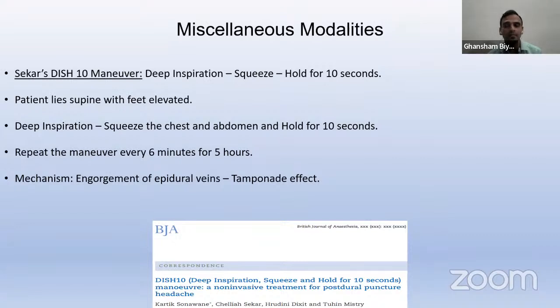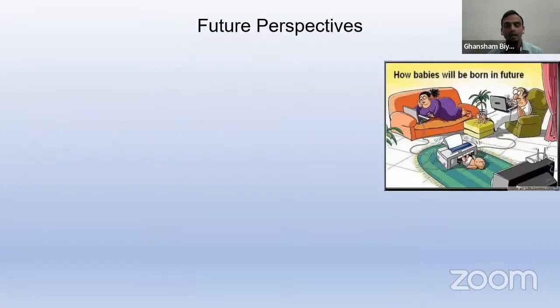By doing that, the patient is increasing the intrathoracic and intra-abdominal pressure, which causes engorgement of the epidural veins by creating a tamponade effect. This helps your CSF leak to decrease by increasing the intracranial pressure, and it helps the headache to go away.